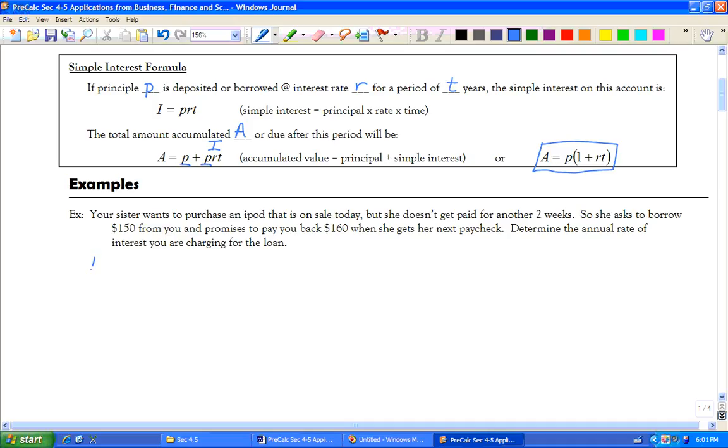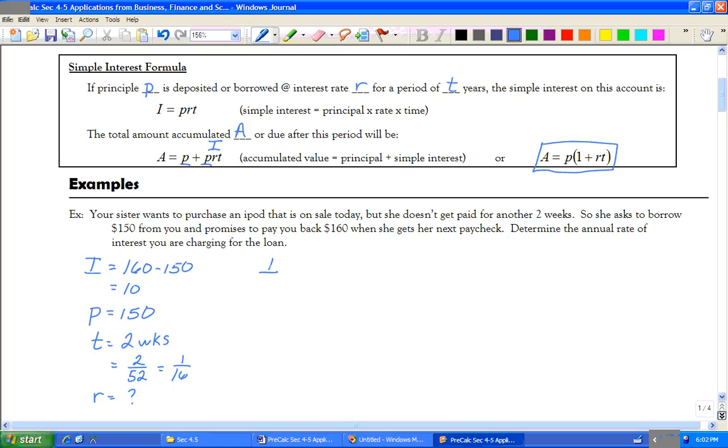So let's take a look at what we have. The interest that is being charged is 160 minus 150. So the interest is $10. The principal, or the initial amount of the loan, is $150. Time to pay back the loan is 2 weeks. But we need to put this in terms of a year. So 2 weeks is 2 out of 52 weeks in a year, which simplifies to 1 over 26. And our interest rate, that is what we're trying to find, our annual percent interest rate.